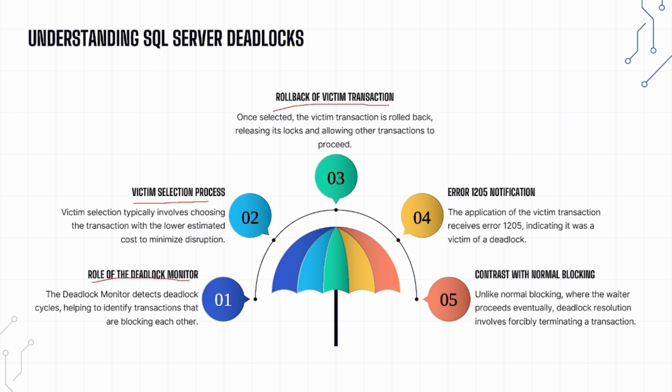Once the victim transaction is selected, SQL Server initiates a rollback of that transaction. This means that all the changes made by the transaction are undone and all the locks held by that transaction are released. This action breaks the circular waiting pattern and allows the other transaction to proceed. It's like towing away the stalled car, allowing the other car to get moving again.